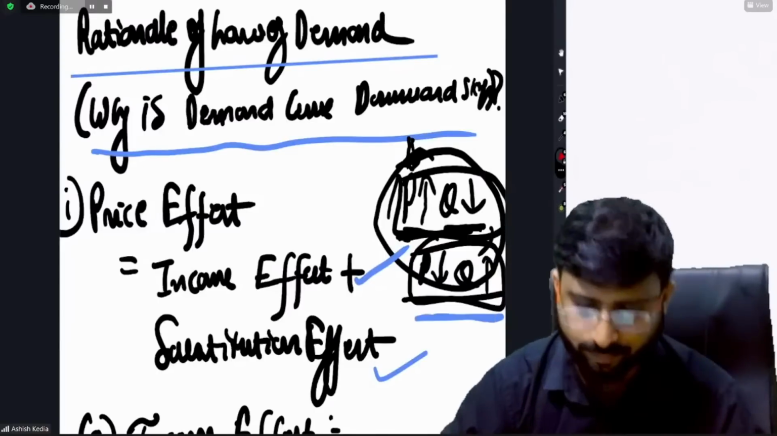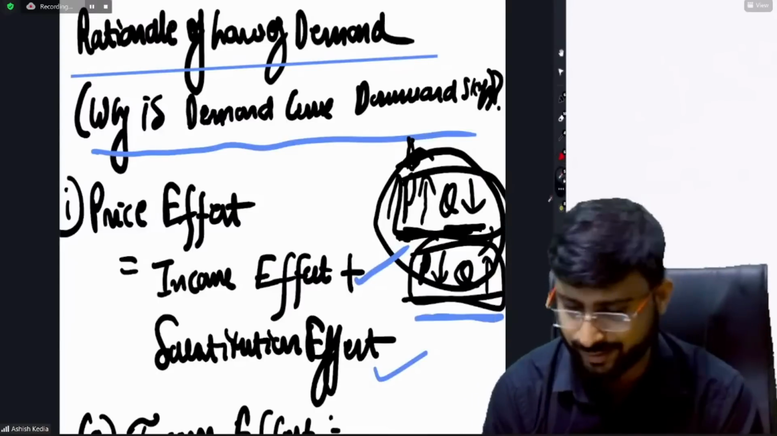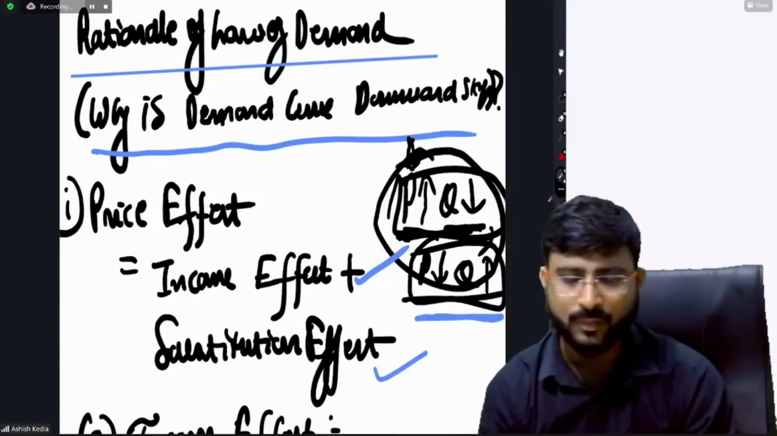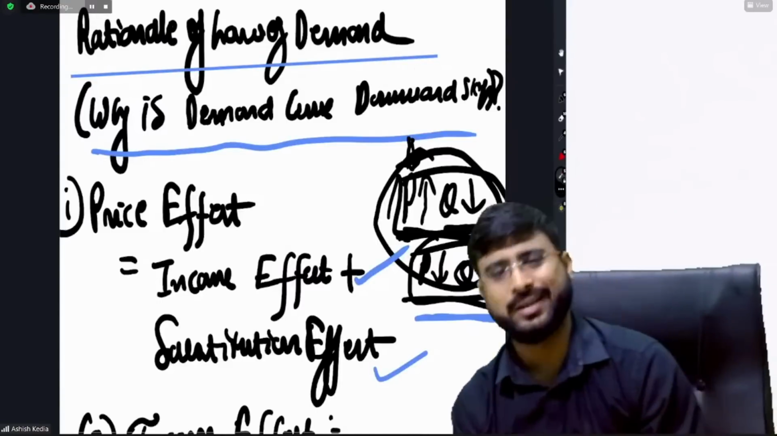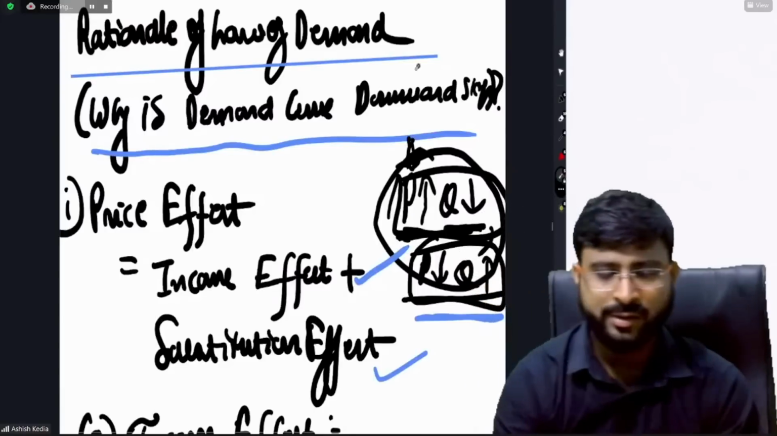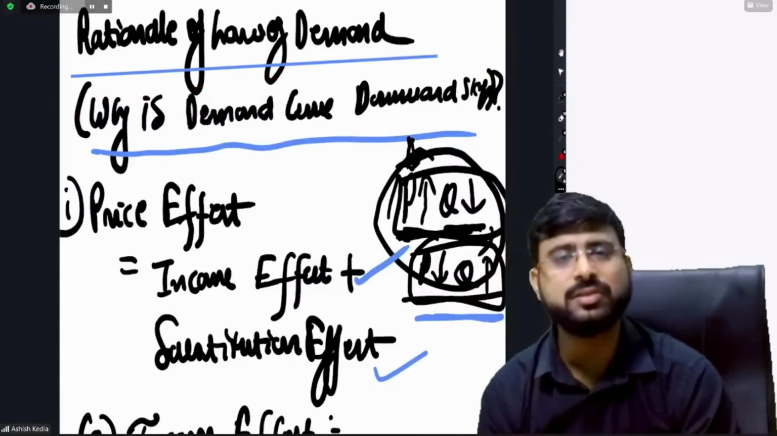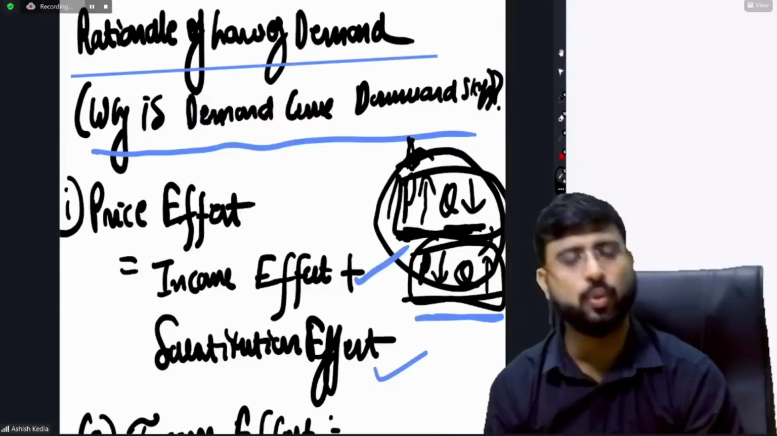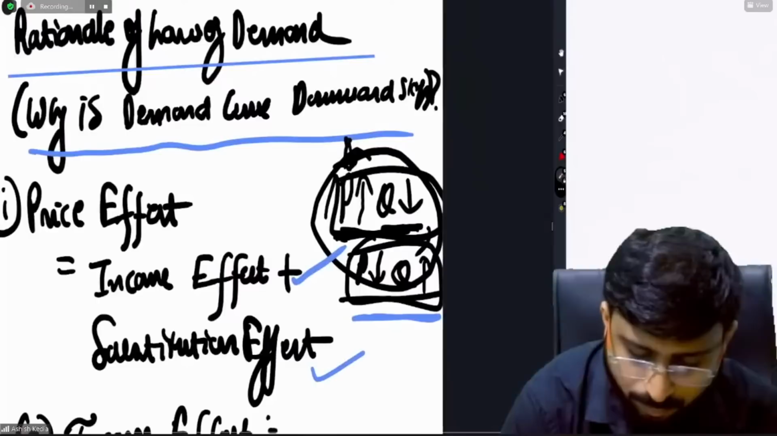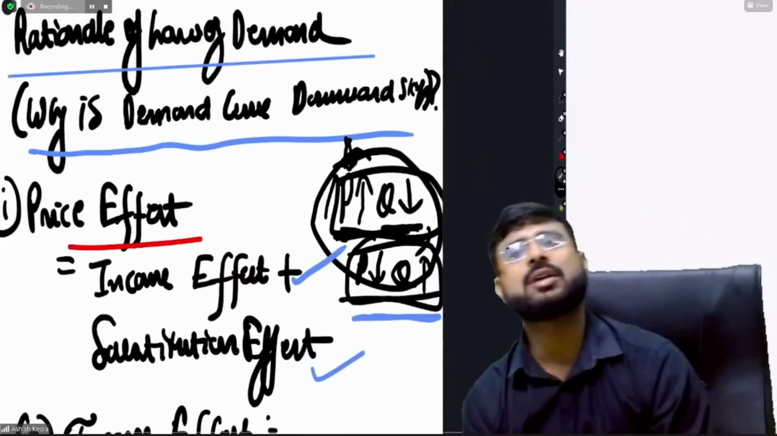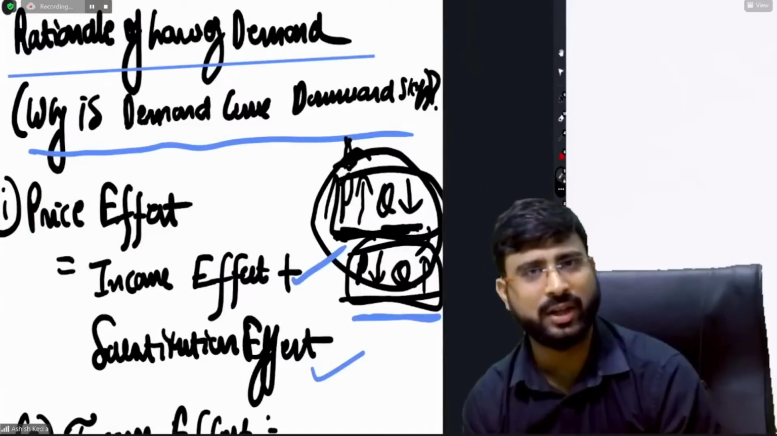Okay, great. So now pay attention, everyone. Rationale of law of demand. Why is demand curve downward sloping? The question is, why is demand curve downward sloping? Number one, price effect.